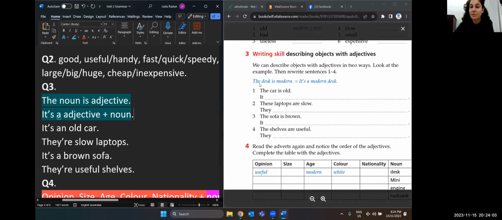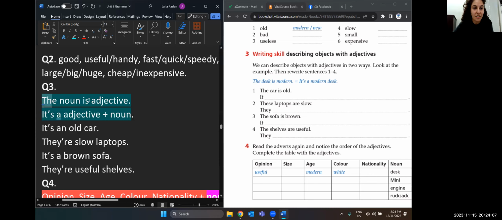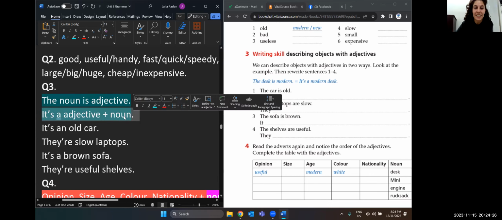So if we look at the example, the desk is modern. So that's using the first rule to talk about the desk. That's our object, the noun. The desk is modern. Modern means like it's new. It's not like old style. It's a new style. Or we know the second one, it's a modern desk. So here, adjective first and then noun, because we said it's.